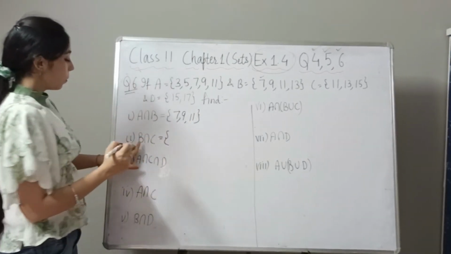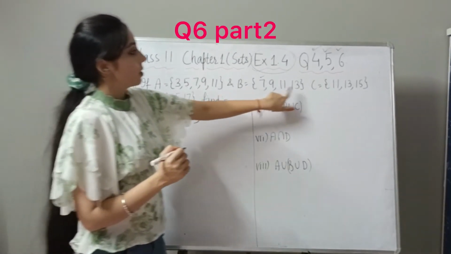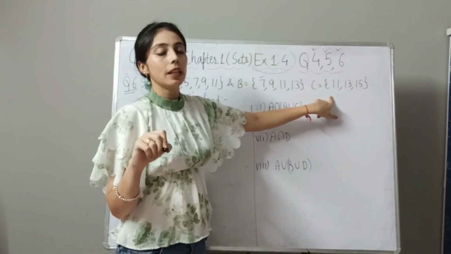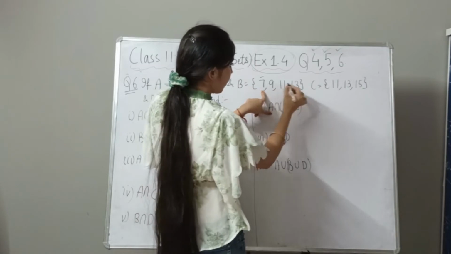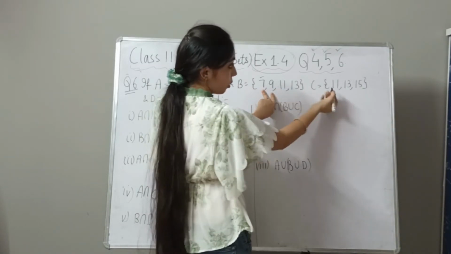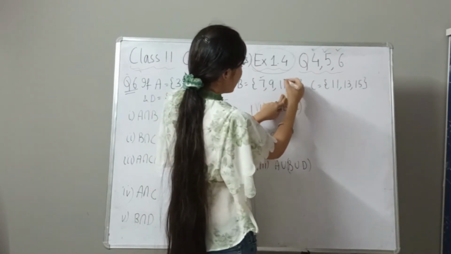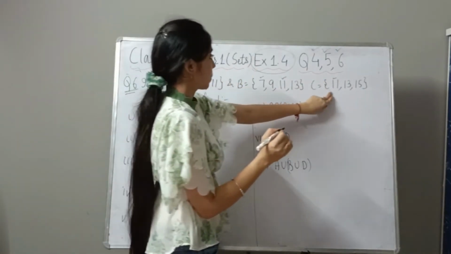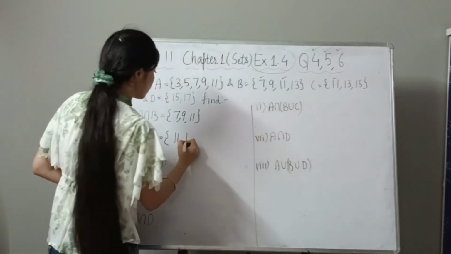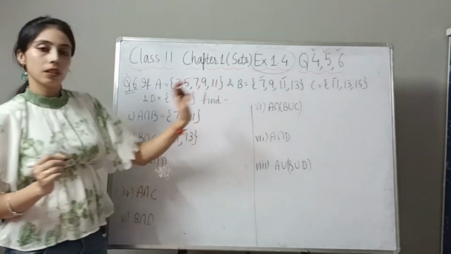Okay. So what about B intersection C? We will find the common elements which are in both B and C. Okay. So 7 and 9 are in B but not in C. 11 is in A, in B also and C also, and 13 is also in both the sets. Okay.